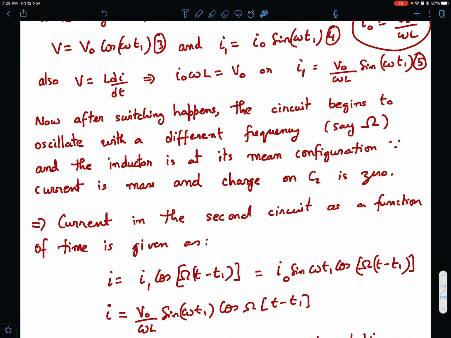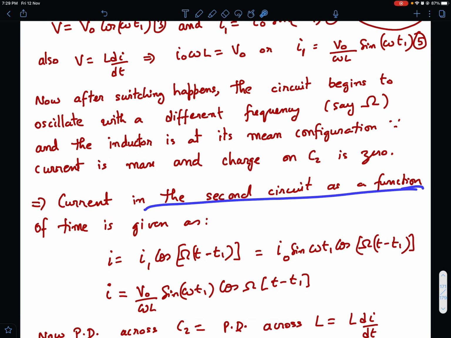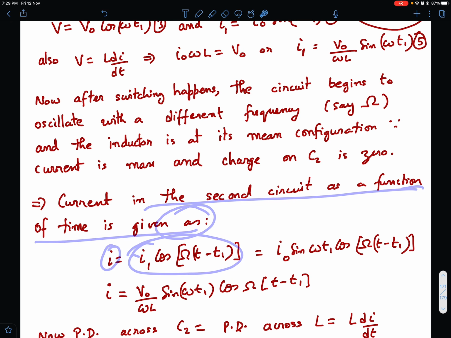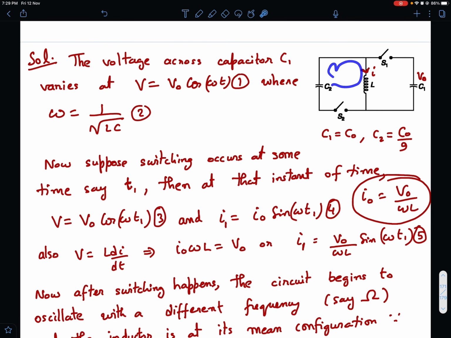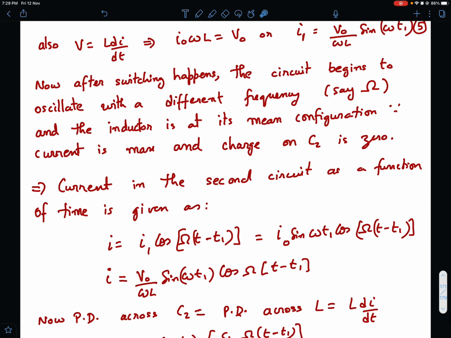So we are not changing our clock. Our function becomes what? Current in the second circuit as a function of time is given as I is equal to I1 cos of capital omega (t minus t1), because if we had started the clock fresh here, it would have been I1 cos of capital omega t. Why cos function? Because we know that the current at the initial moment is maximum, because it is the mean position. So this is how the current will vary in the left circuit as a function of time, where time is measured from the original clock.